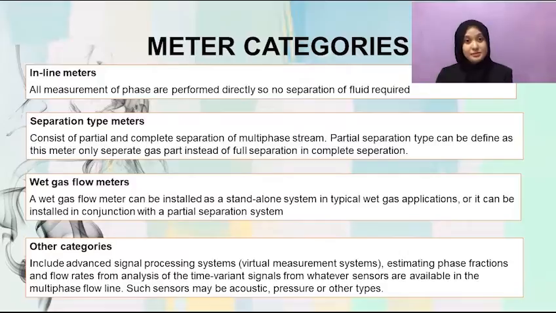For separation type meters, this meter consists of two parts, which is partial and complete separation of multi-phase stream. So for partial, this meter only separates gas pipe instead of full separation in complete separation.